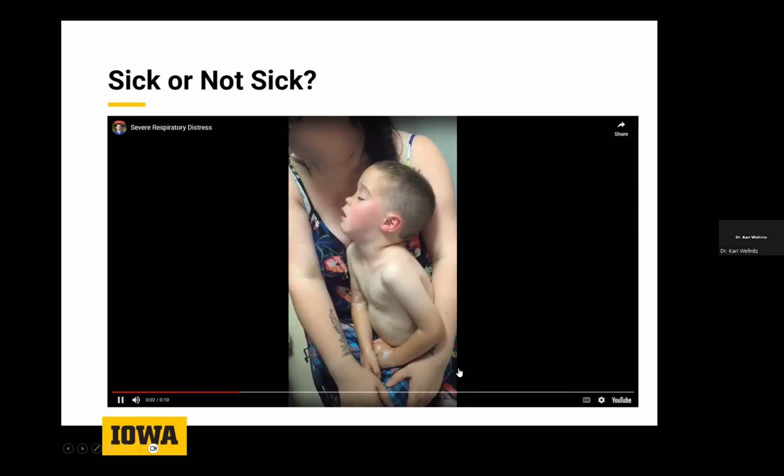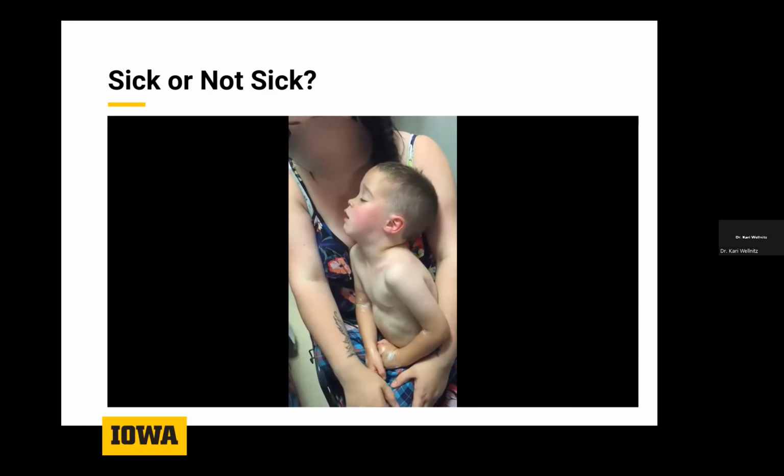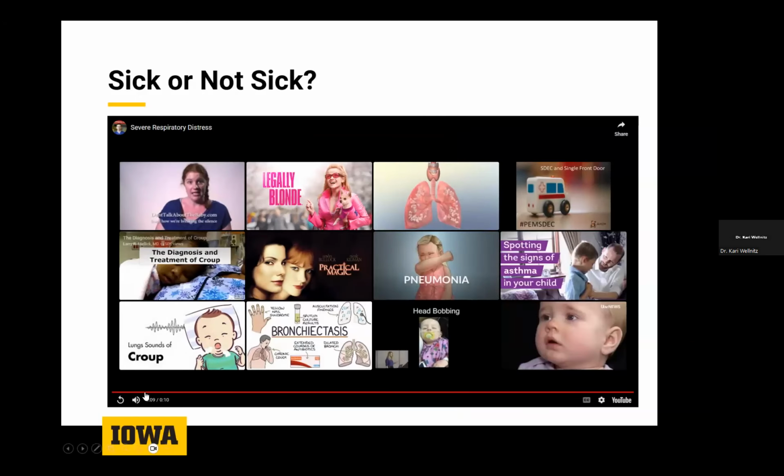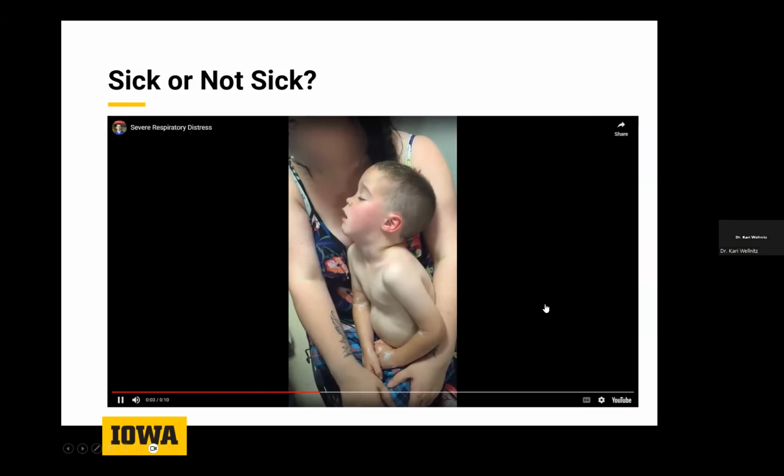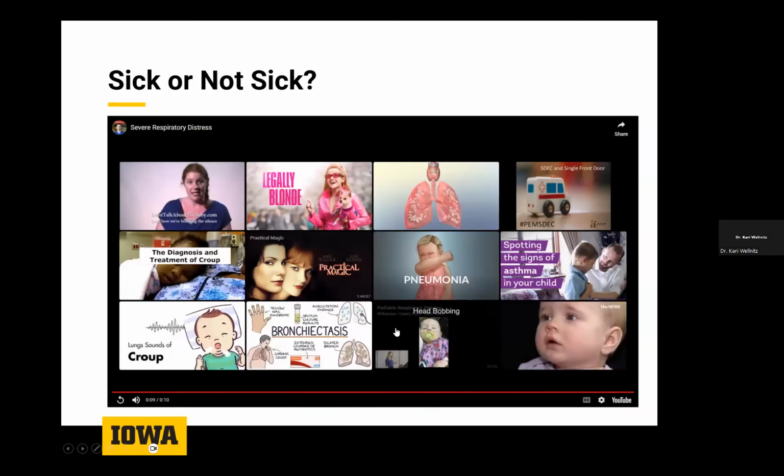Looking at this little guy, you can see that he is definitely tired appearing. He is laying against his mom. He also was having some pretty significant retractions. He is not really opening his eyes. And another sign that we didn't talk about was guppy breathing, where they're opening their mouth like a little fishy, trying to get in extra air. So that is definitely a sick kid.